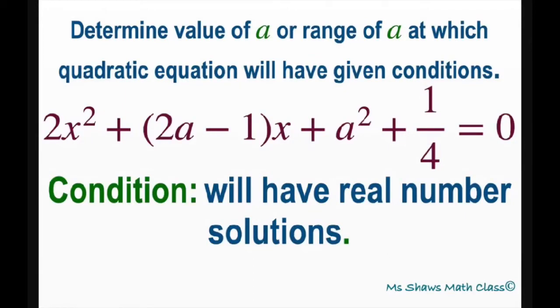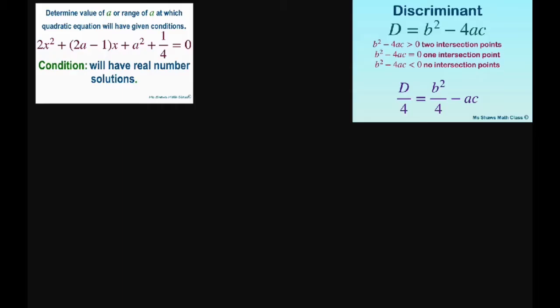Hi everyone. We're going to determine the value of a, or the range of a, at which our quadratic equation given here will have real number solutions. We're going to look at the discriminant, and for it to have real number solutions, it means it either has two intersection points or one intersection point. If it has no intersection points, that means no real solutions. That means we'll have complex solutions.